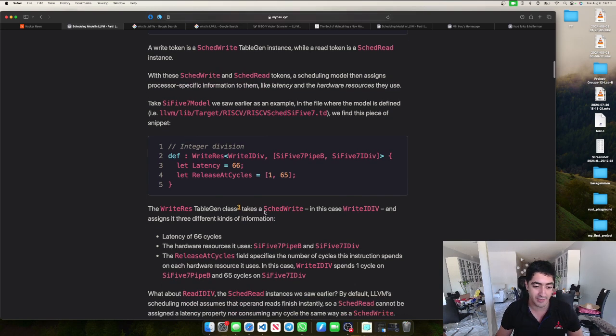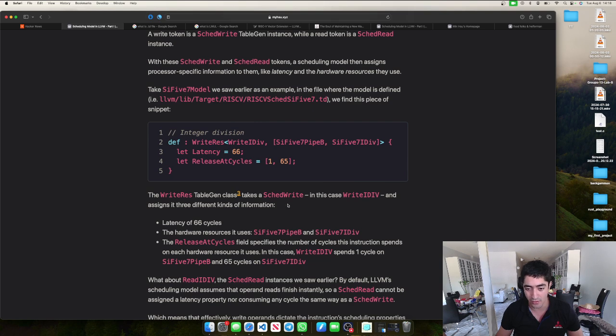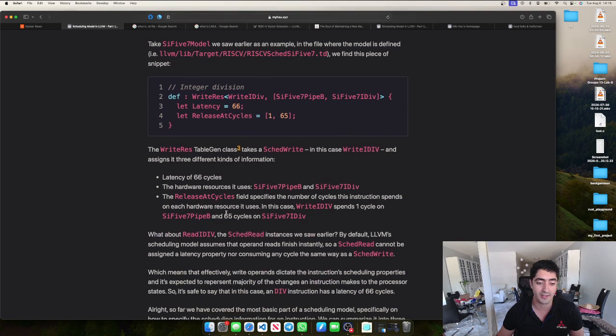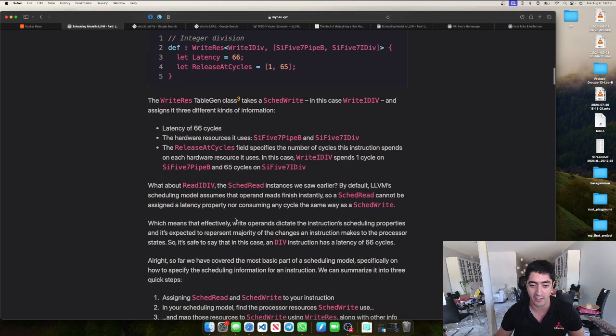The WriteRes TableGen class takes a SchedWrite, in this case WriteIDiv, and assigns it three different kinds of information: a latency of 66 cycles, the hardware resources it uses, SiFive7PipeB and SiFive7IDiv. The ReleaseAtCycles field specifies the number of cycles this instruction spends on each hardware resource it uses. In this case, WriteIDiv spends 1 cycle on SiFive7PipeB and 65 cycles on SiFive7IDiv.